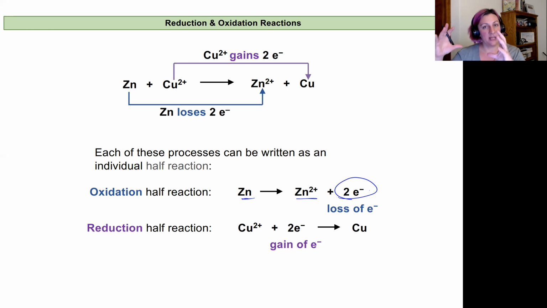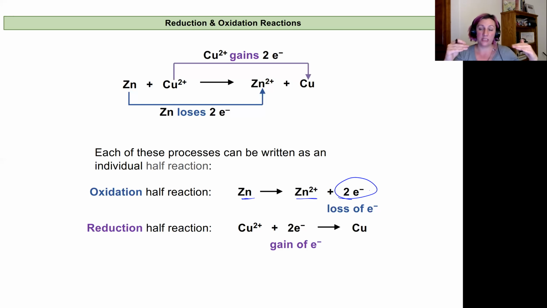And so whatever we have for our charge on one side of an equation has to equal the charge on the other for these half reactions. And so for us to be able to have a 0 total charge on our reactant side and then a plus 2 charge on our product, we have to have a negative 2 charge as well. And that negative 2 charge is the 2 electrons that are released.